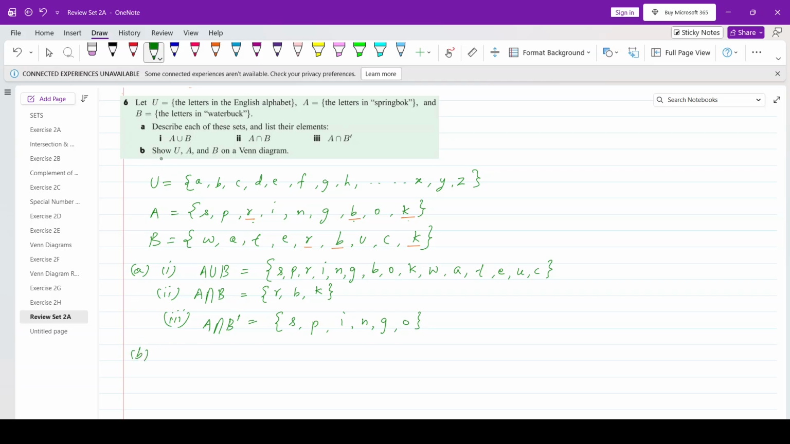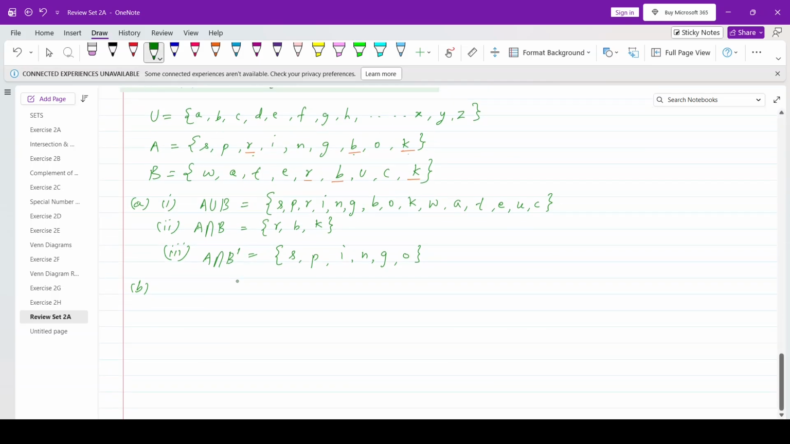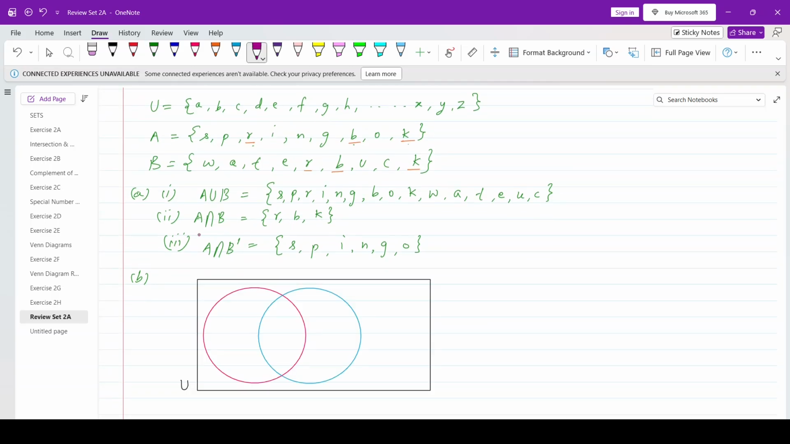Part B says, show U, A, and B on a Venn diagram. A intersection B, that is the intersection part. That's what we write in the very first place. So R, B, and K is going to come here. This set is A, this set is B.